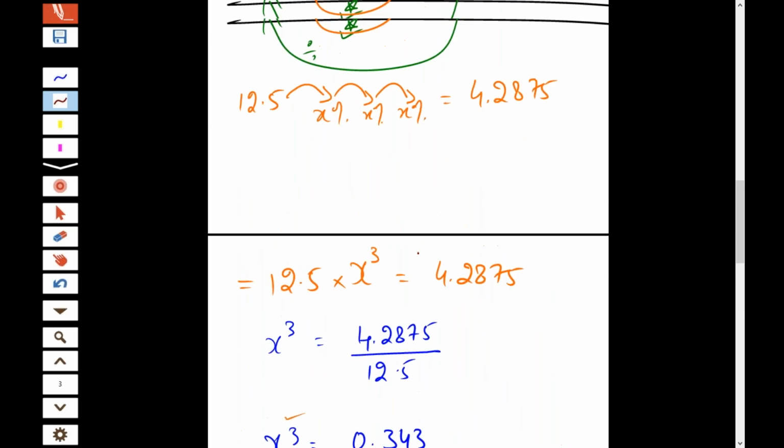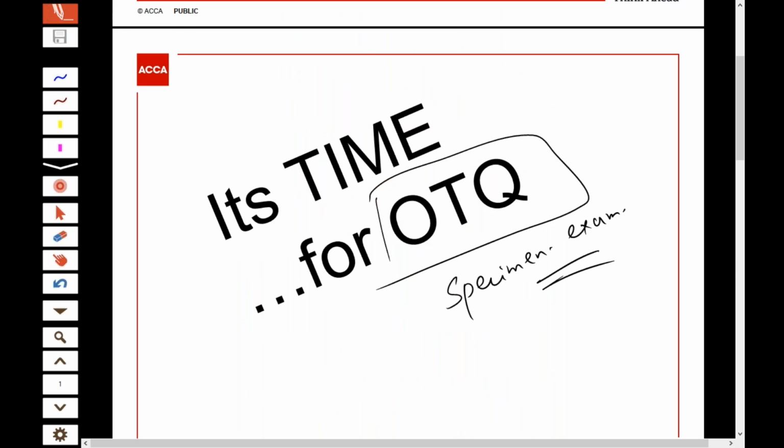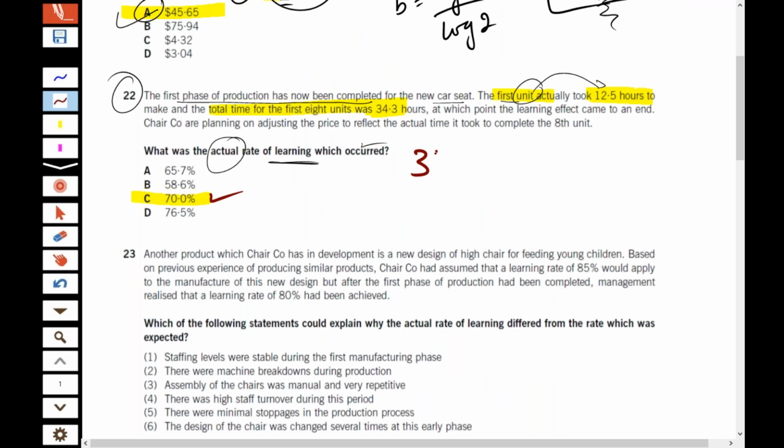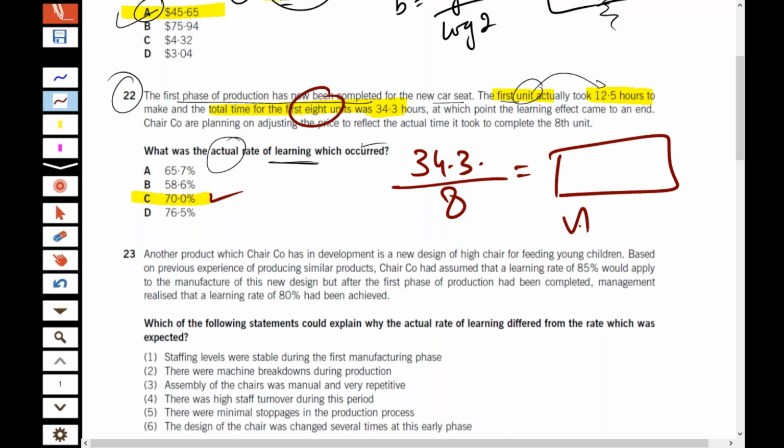You can also calculate this average figure by simply dividing the total, 34.3, by the number of units, 8. You get simply the average time: 34.3 divided by 8 is 4.2875. This is a simple average time.